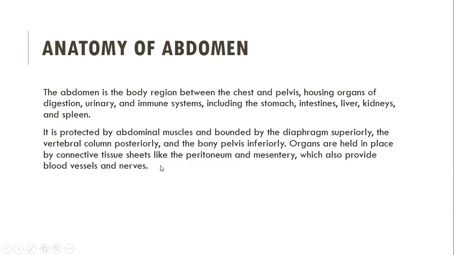Posteriorly, you see it is bounded by the vertebral column, and inferiorly it is bounded by the bony pelvis. Now, organs are held in place by connective tissue sheaths like the peritoneum and mesentery, which also provide blood vessels and nerves.